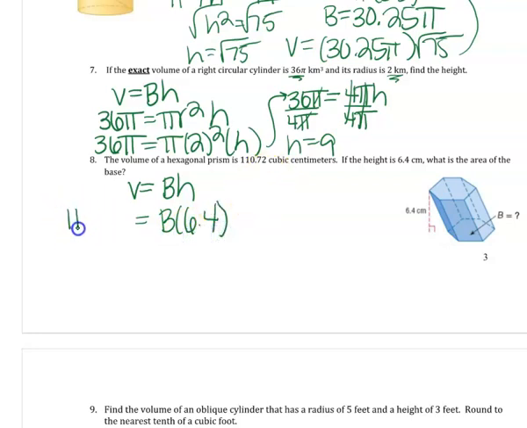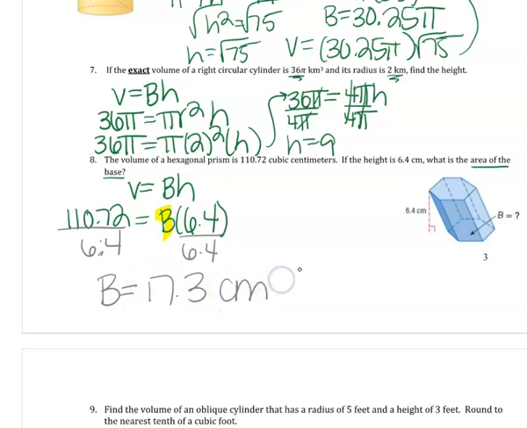The volume is given. So again, if I'm solving for the area of the base, they're just asking me what capital B is. So this is actually a super easy problem. We'll just divide both sides by 6.4. And our base will be 17.3 centimeters. Now technically it's centimeters squared because we're talking about the area of the base.